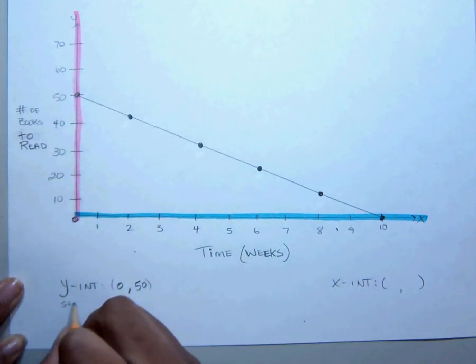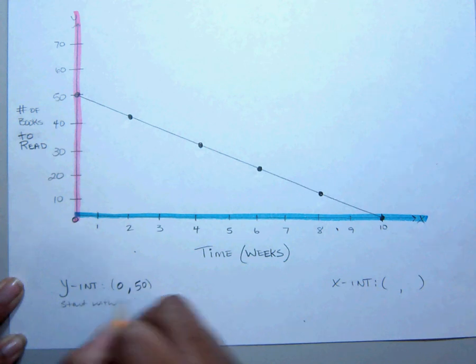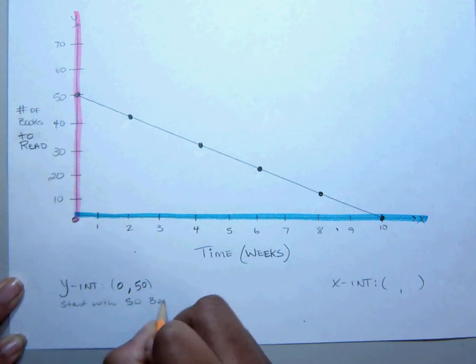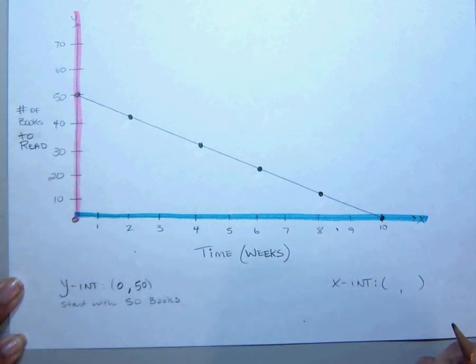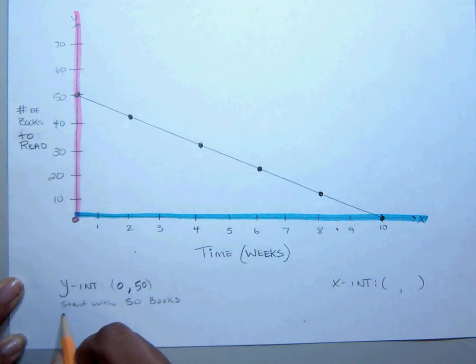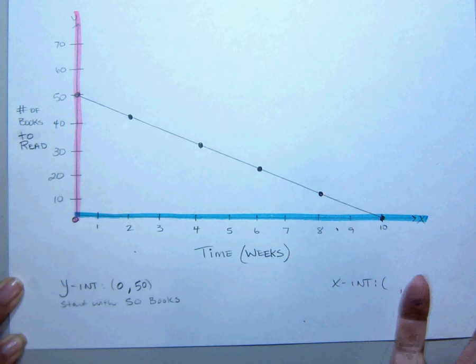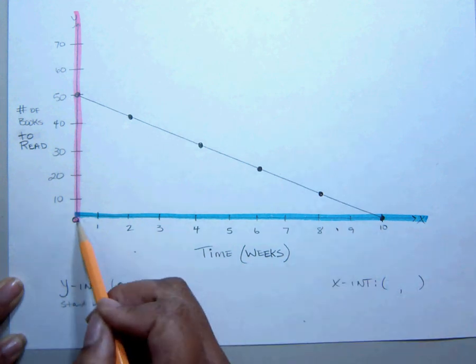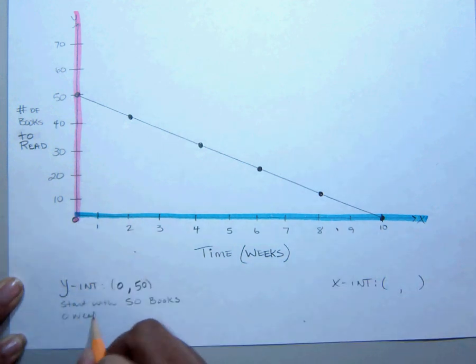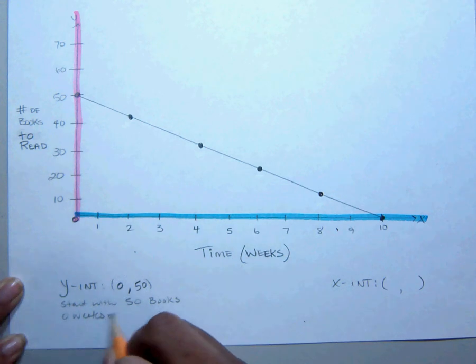You start with 50 books that you have to read, and you haven't started the reading because you're at 0 weeks. So you have 0 weeks of reading.